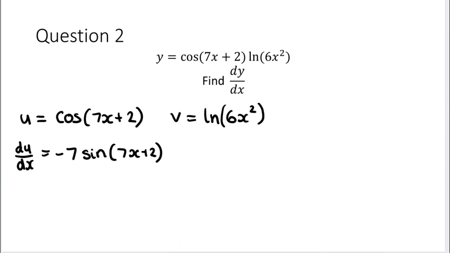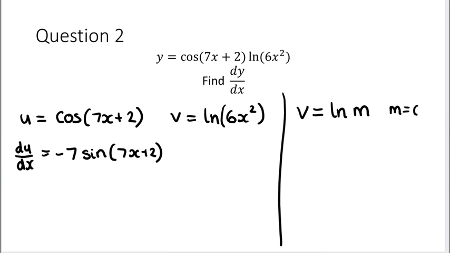So now I need to find dv by dx. What I'm just going to do to the side here is see how we can differentiate natural log of 6x squared. There's a couple of ways you can do this. I'm going to use the chain rule to differentiate the natural log of 6x squared, but you can also use laws of logs if you prefer. Just because I've already used u, I'm going to use a different letter here. I'm going to let the bit in the bracket be m. So m is going to be 6x squared.